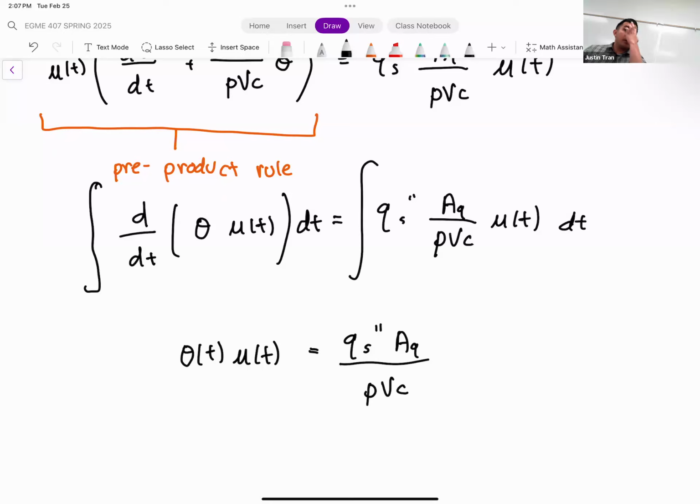All of those terms are constants: the heat flux, the surface area of the bottom of the skillet, the density, the volume, the heat capacity. So they come out of the integral. Then we have the integral of, and I'm going to plug in for mu, e raised to the hAs over rho VC times t, dt.